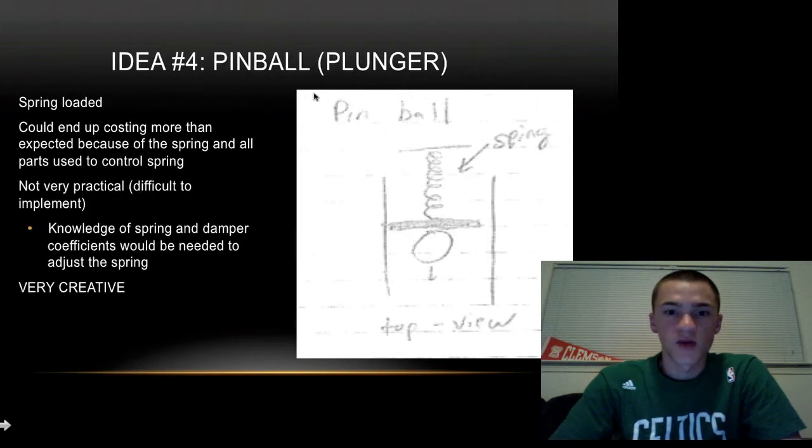The fourth idea that we came up with, the most creative but probably the least efficient, was the spring-loaded pinball idea. Basically, a spring would be attached to the top of the robot, and compressing the spring different lengths would shoot the ball to control the speed and where the ball was shot.